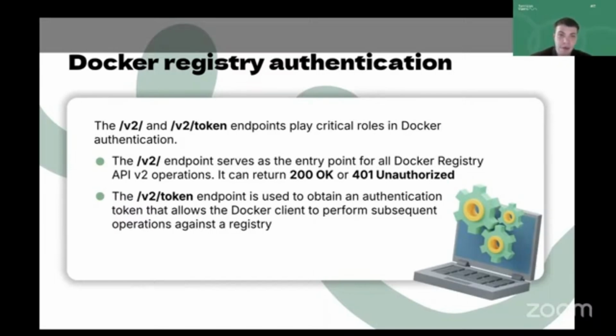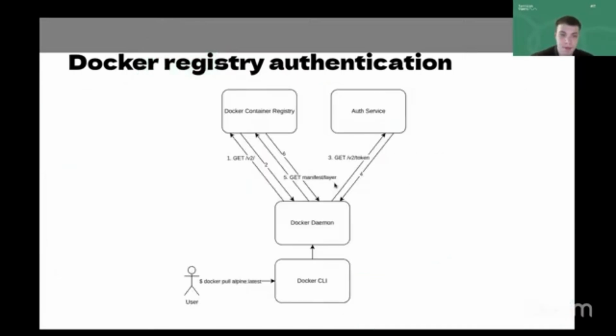The authentication flow is you have to send a request to v2/token, and the registry will respond with the token that has the scopes that we need, or it will send you an unauthorized response that will indicate that you have to pass additional information, maybe a password or username, and etc. So let's examine the whole flow.